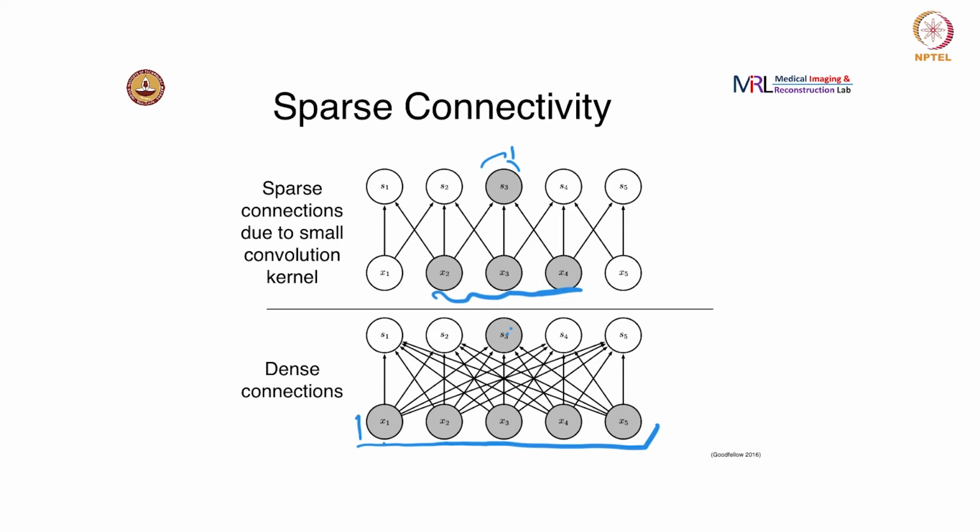So this connectivity, like I said, if you write the weight matrix for this layer, mapping the X layer to the S layer, you will see that the weight matrix has a lot of zeros in it. That's how you understand a sparse connectivity.